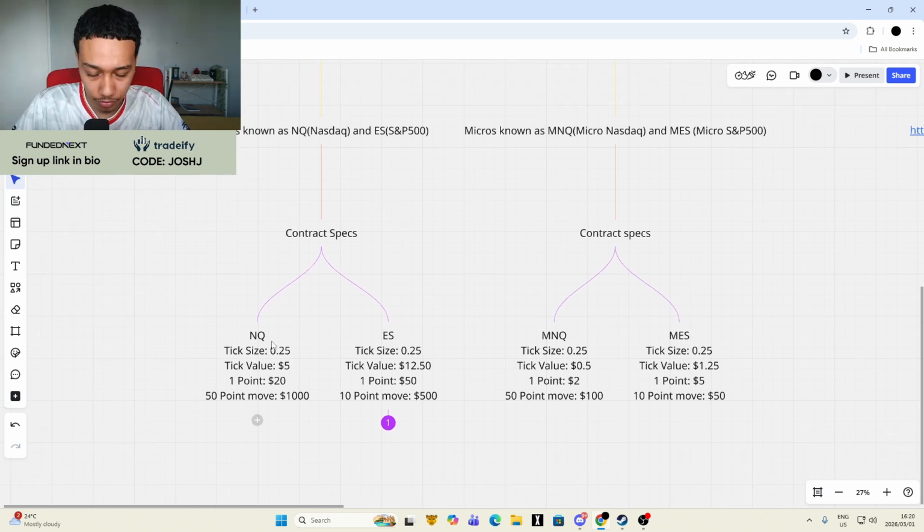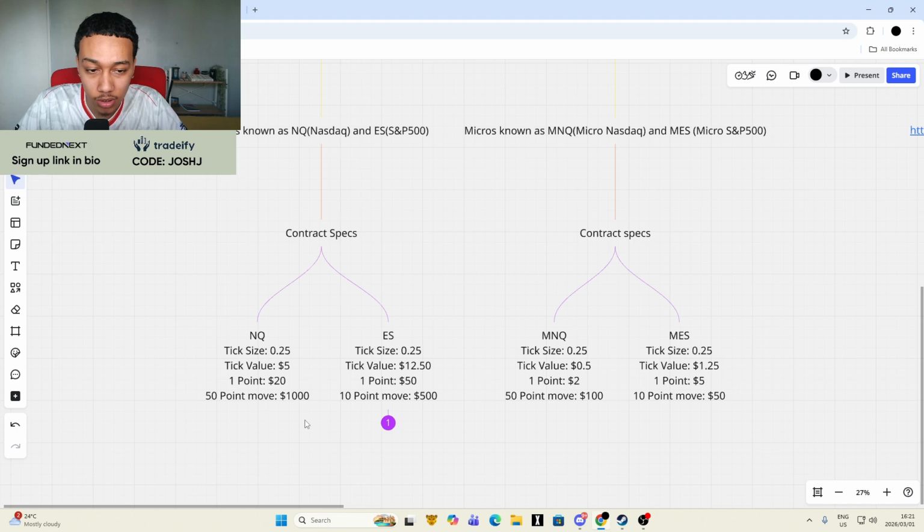So NQ, right? The tick size is 0.25 because 4 ticks make up 1 point, because 0.25 times 4 equals 1. So 4 times 25 equals 1 point. And then the tick value is 5 because 5 times 4 equals 20. Remember, it's 4 ticks per point. So it's $20 per point for NQ. Meaning, if you have a 50 point take profit or 50 point stop loss, you'll be risking $1,000 or basically making $1,000, right?